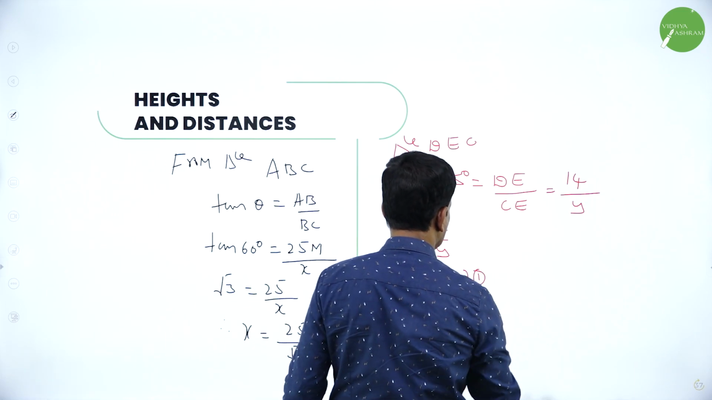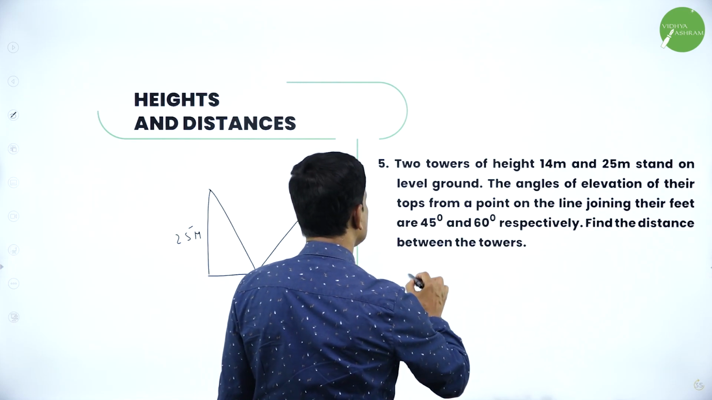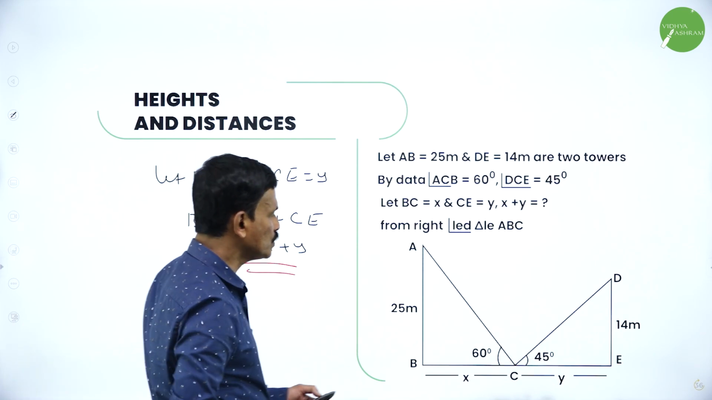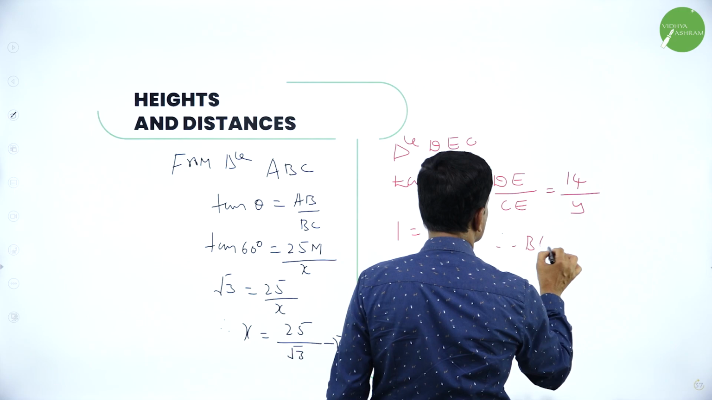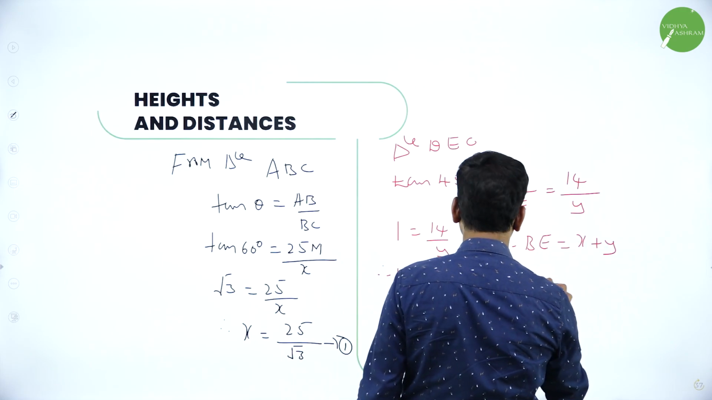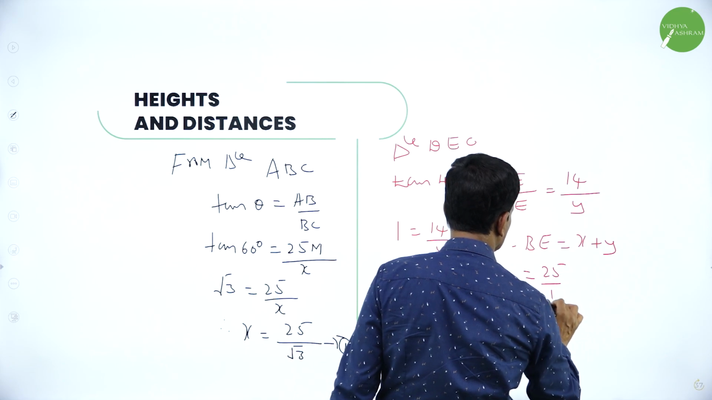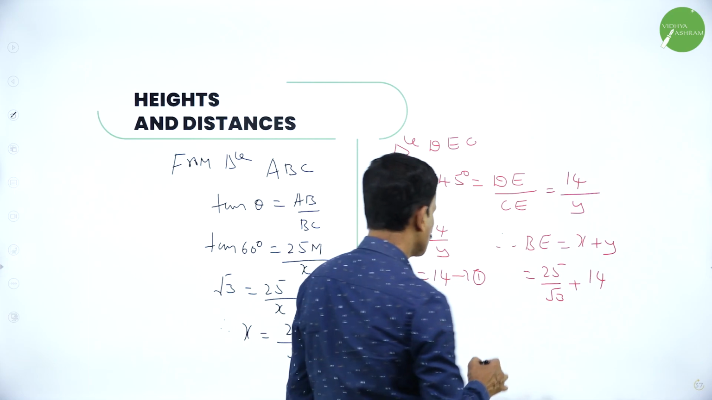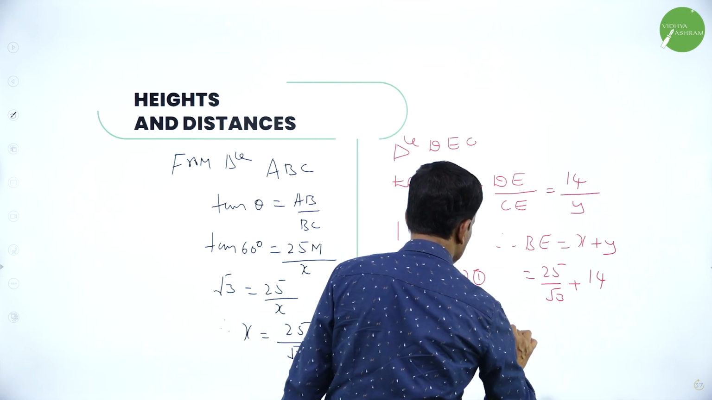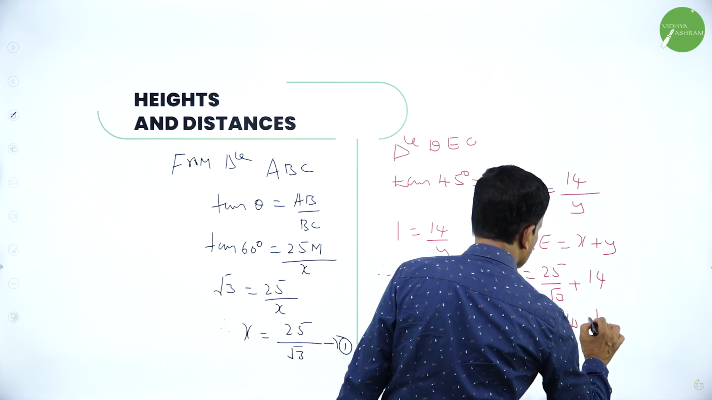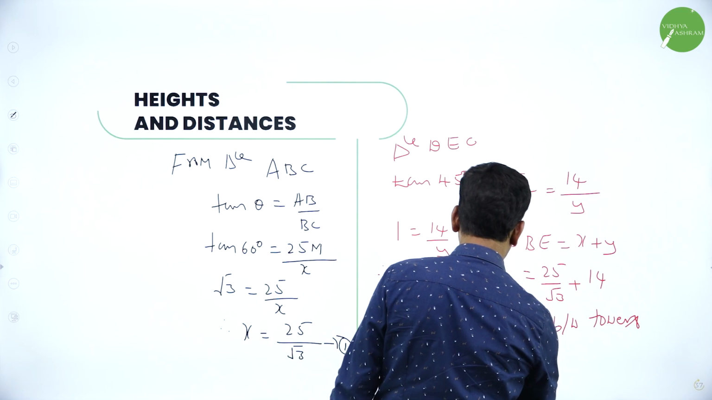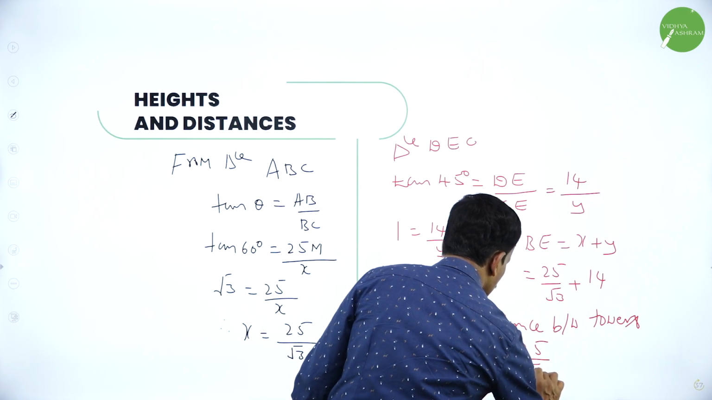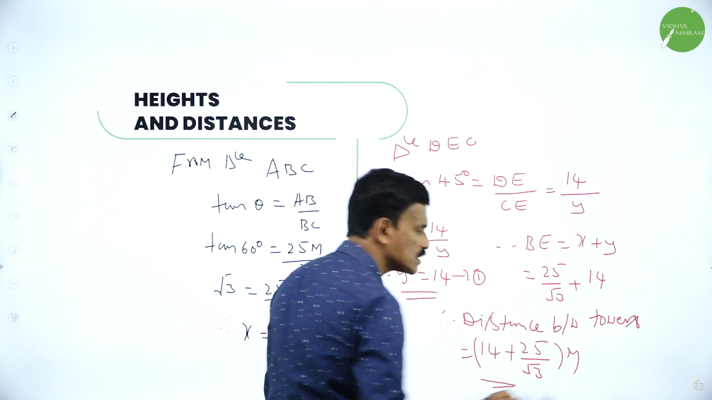So, what is required to find? Find the distance between the towers. That is, BE is to be determined. So, the distance BE is equal to X plus Y. What is X? 25 by root 3, plus Y, which is equal to 14. Just take LCM. So, the distance between the towers is equal to 14 plus 25 by root 3 meters. That's it. This is the distance.